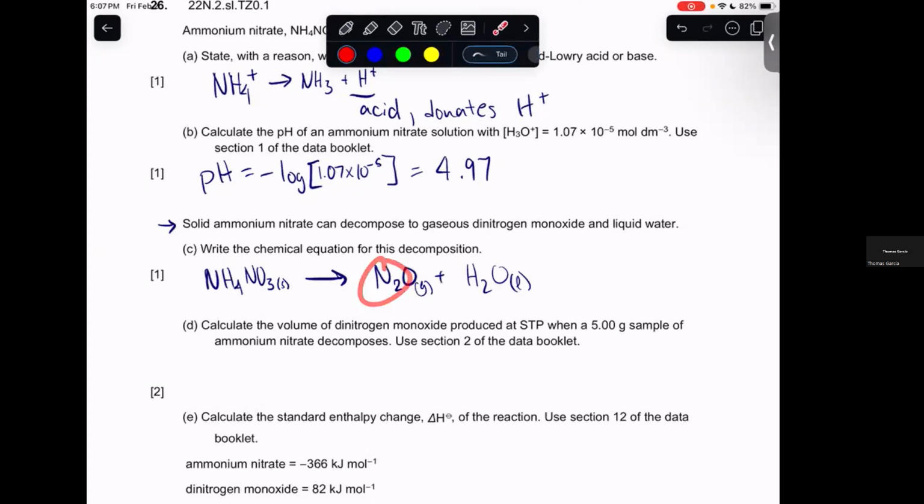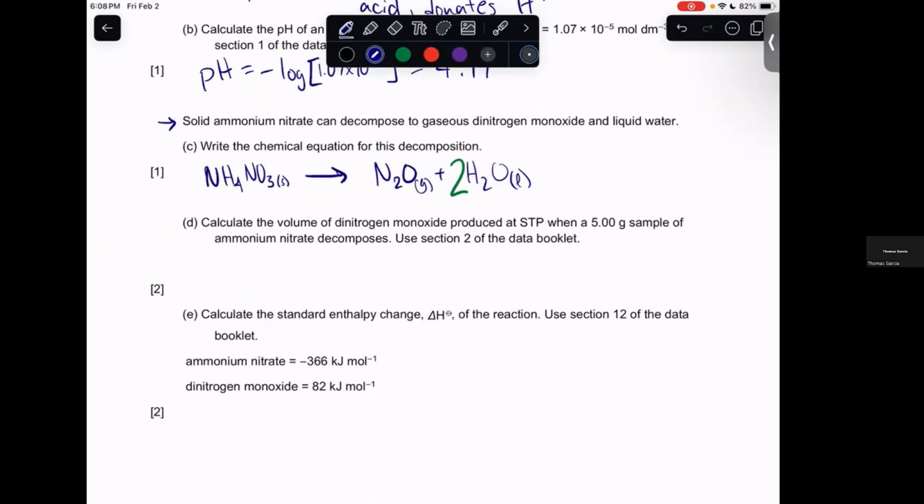I see 2 nitrogens and 2 nitrogens. I see 4 hydrogens and 2 hydrogens, so I'm going to give it a quick 2 in front of H2O. Cool, hydrogen is balanced. And then I see 3 oxygens and 1, 2, 3. Perfect, balanced chemical equation. We're done. If you didn't balance it, you did not get the points.